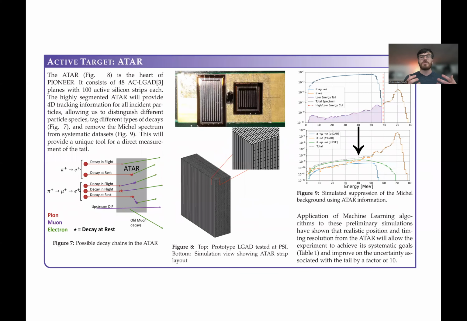And the second is to be able to create a systematic data set using the 4D tracking target that says, irrespective of the final state energy, this was definitely a pi to e decay. And from this data set, you can subtract out the Michel spectrum, directly measure the tail, and then apply that known tail measurement as a correction to your unbiased branching ratio. And we believe that the combination of these two approaches will allow us to reach our systematic goals and really say something significant in this space of lepton flavor universality.